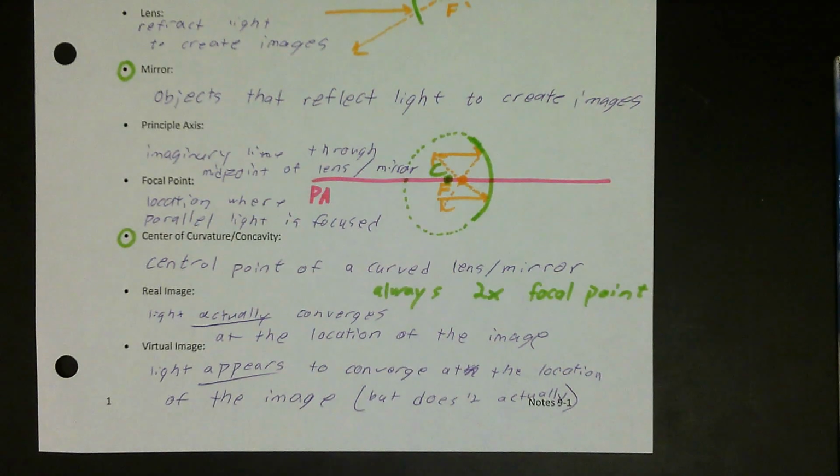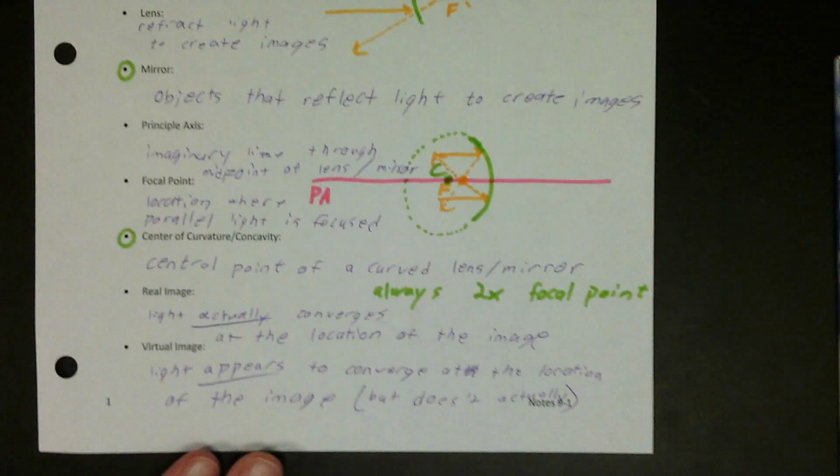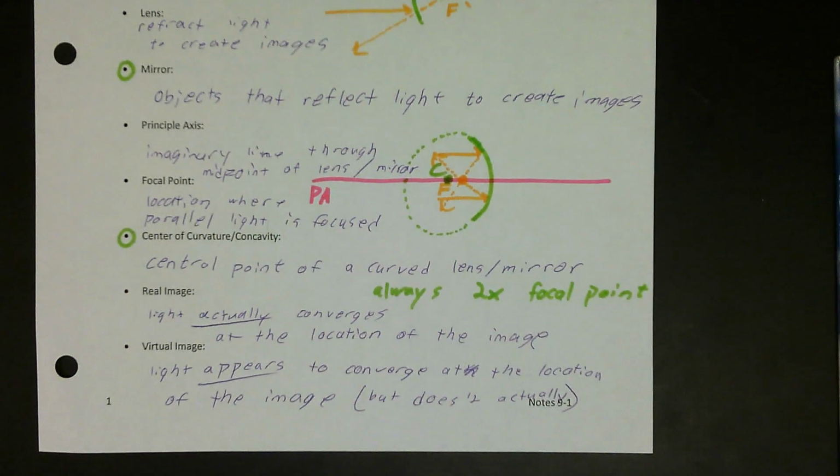So just to kind of give you an idea of those. I'm going to show you one more example here real quick of a real image. Virtual images are super simple. They look like normal things in mirrors. But real images are sometimes a little complicated. So let me show you one more real image here, and then I'll pass it around so you can see. I'll do some virtual ones too.